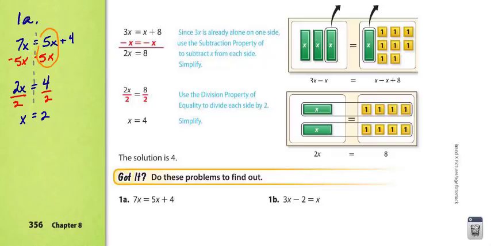And I can check that. I really should get in the habit of always checking my work. So I can do 7 times 2. Does that equal 5 times 2 plus 4? Well, 7 times 2 is 14. Does that equal 10 plus 4? You bet it does.